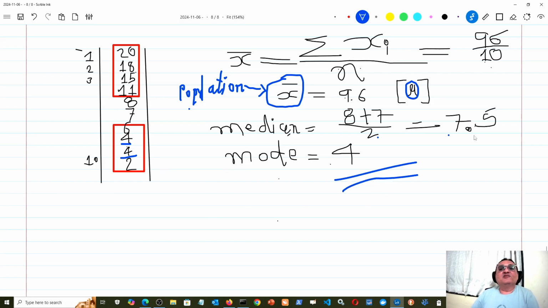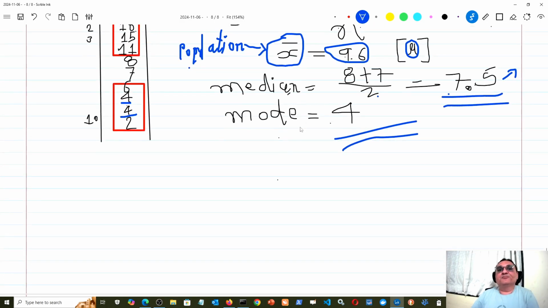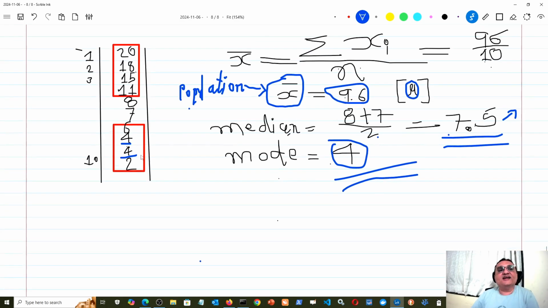Okay, so one thing you can see is that the median can be a data point which is outside the data set. You can see, do you find 7.5 anywhere in these 10 observations? No, but my median is 7.5, correct? The mean also can be a data point which is not part of my data set. So again 9.6 is not part of my data set, but the mode is always a point which is part of my data set, because the mode by definition is that number which occurs most frequently.